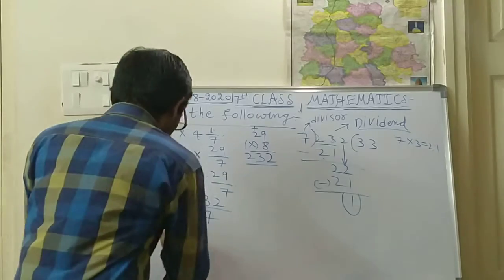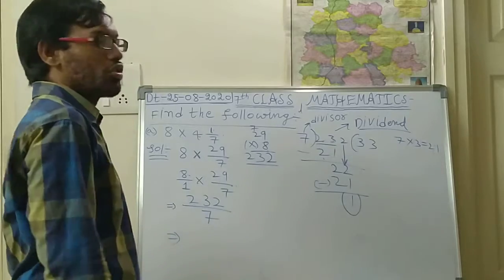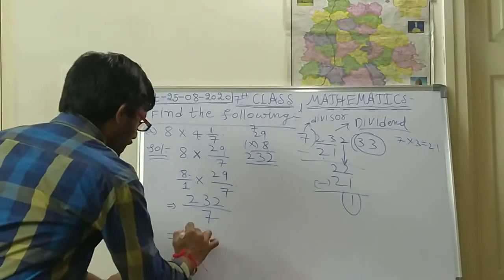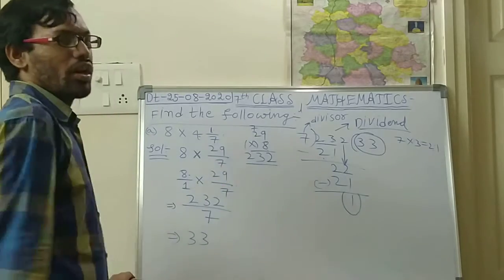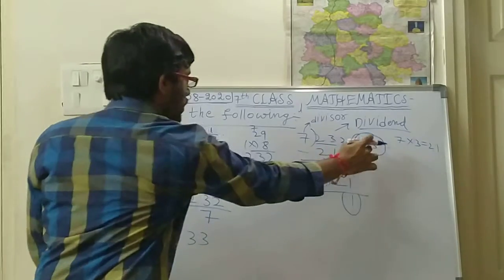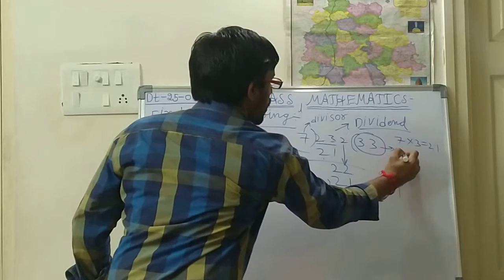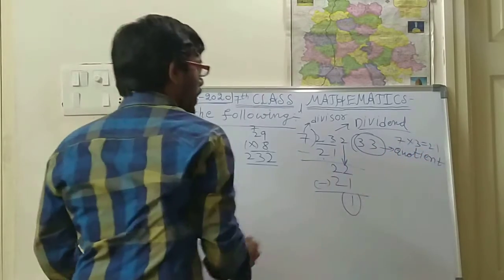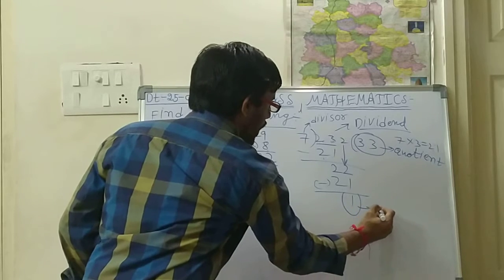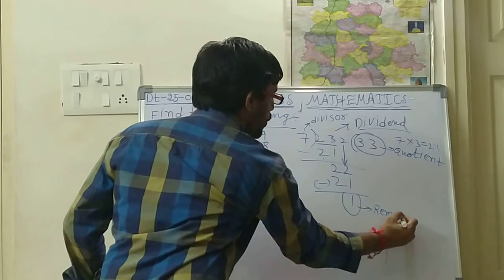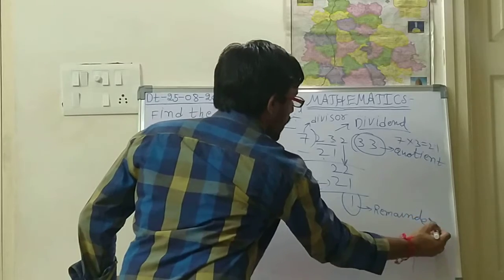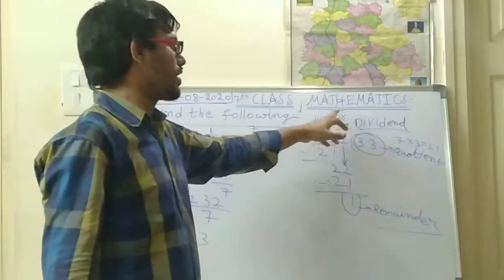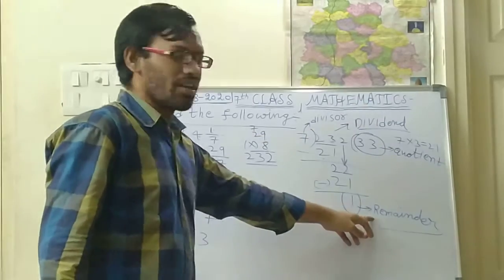Now to write it as a mixed fraction, what should you write? First, whatever quotient we got, you should write that as a whole number. So 33 is the quotient, and this is the remainder. If you want, you can write like this. If you write like this, you can understand what is the dividend, what is the divisor, what is the quotient, and what is the remainder.